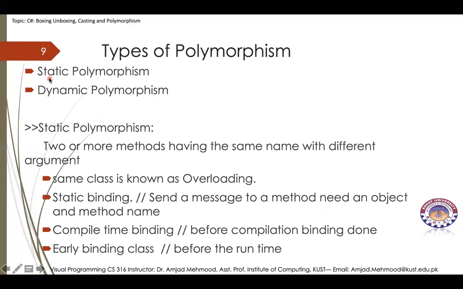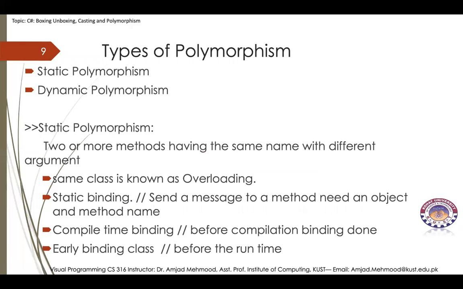these descriptions first. So we have two types of polymorphism: static polymorphism and dynamic polymorphism. Static polymorphism is when two or more methods have the same name with different arguments, also known as overloading. As you know, in a class, if you have methods with the same name, they are differentiated on the basis of the number, type, or order of arguments. So you call it overloading.